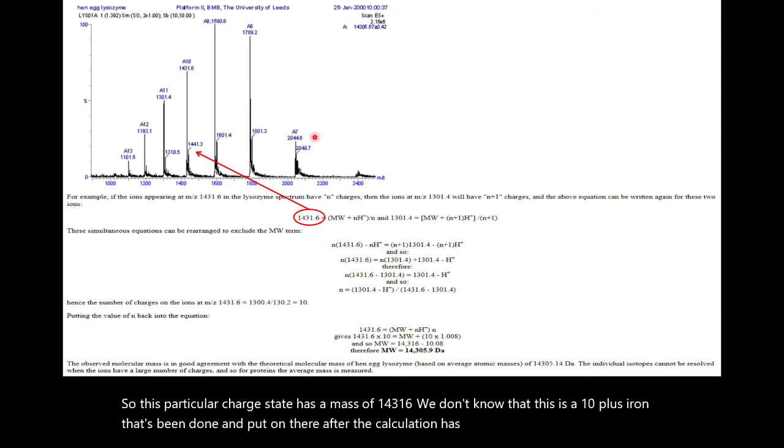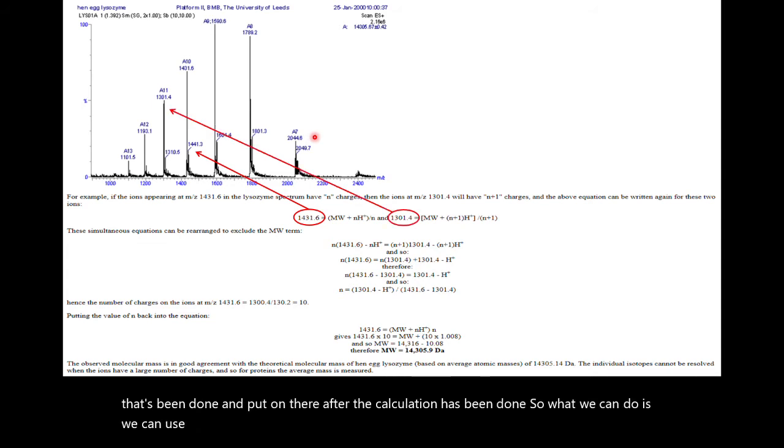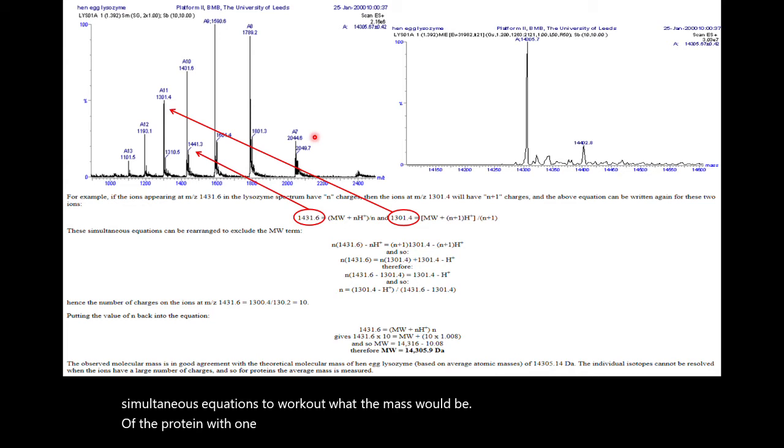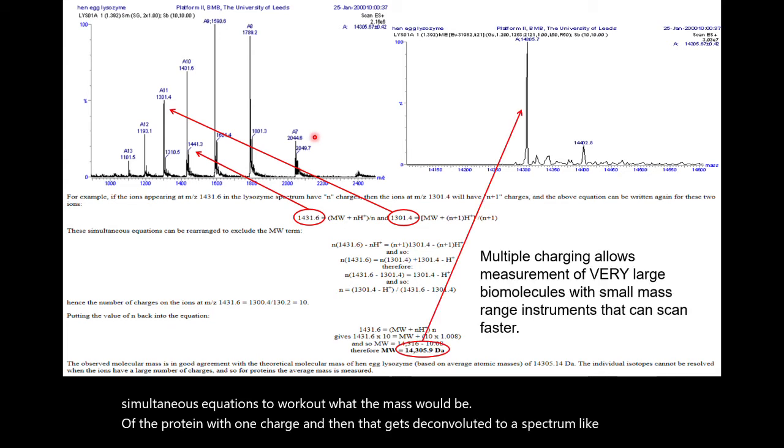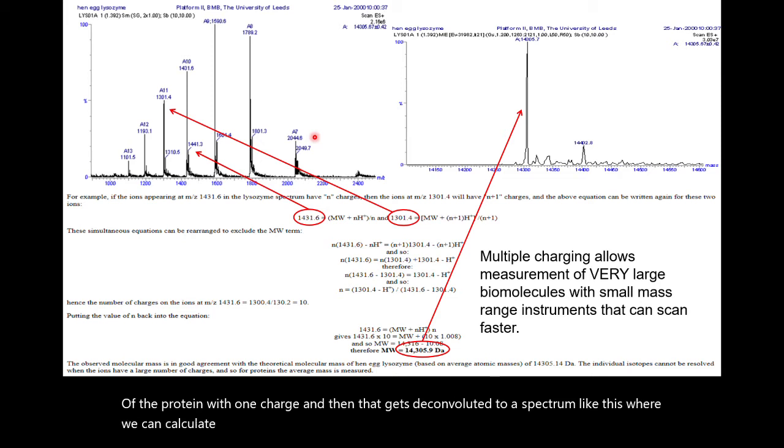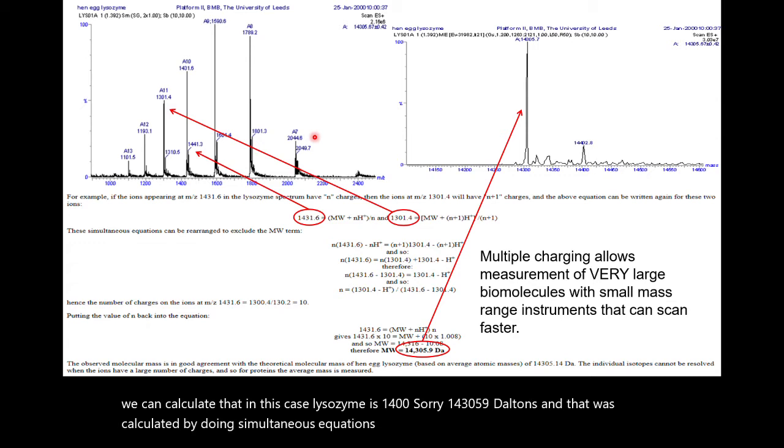So what we can do is use this and an adjacent charge state. We can put them into these simultaneous equations to work out what the mass would be of the protein with 1 charge. And then that gets deconvoluted to a spectrum like this, where we can calculate that in this case, lysozyme is 14,305.9 Daltons, and that was calculated by doing simultaneous equations on those charge states.